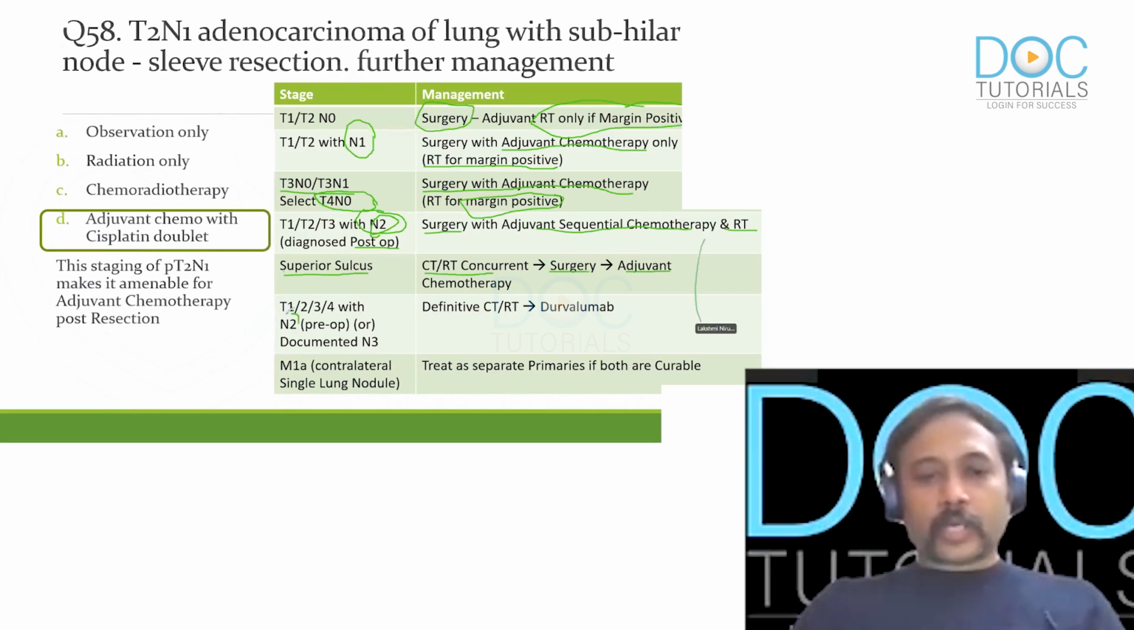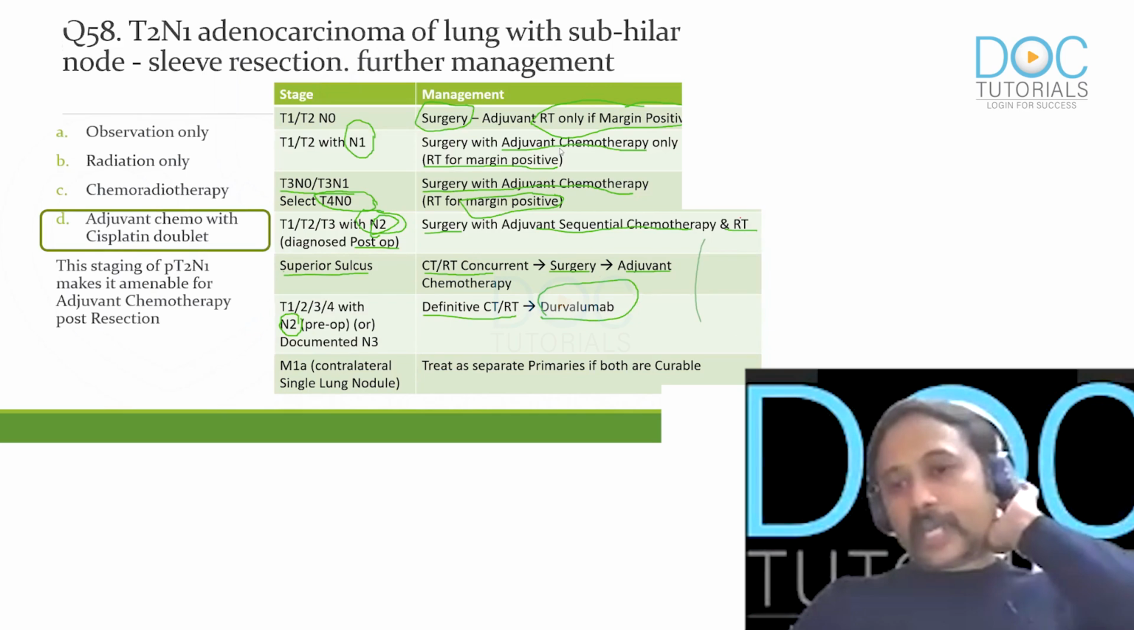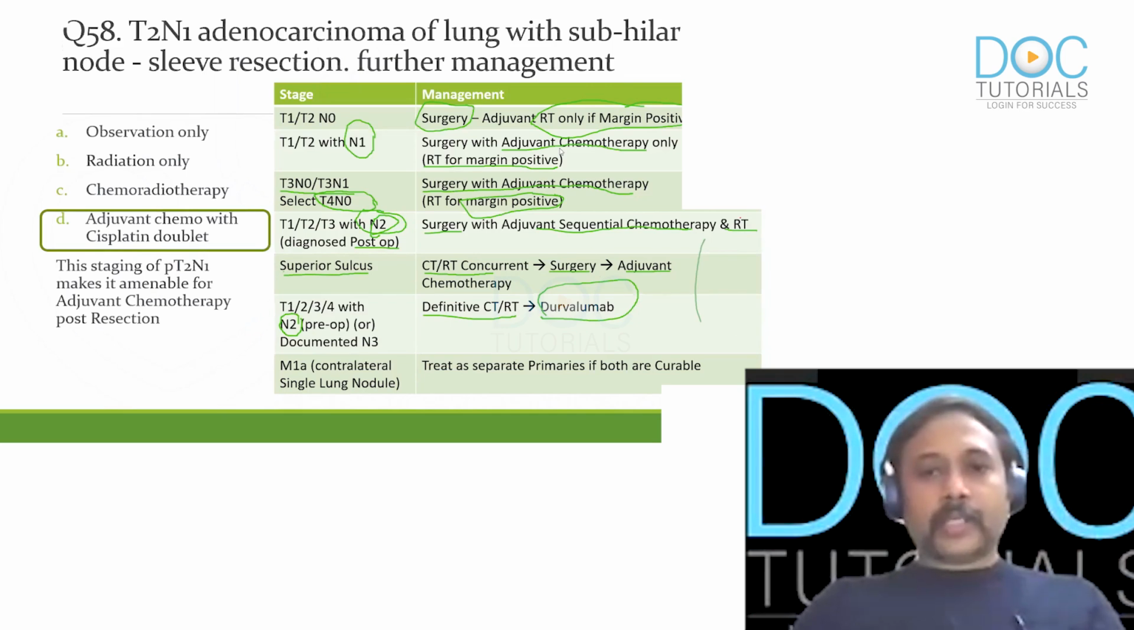On the other hand, whenever there is a preoperatively detected N2 disease, then you will have to go for definitive CTRT and then follow it up with durvalumab. What is durvalumab? It is an anti-PD-L1 monoclonal antibody. This is a recent guideline that has come up, which is why I put it up here in the system that you have here. It has become the first line treatment for cancers where you have N2 disease and documented N3 disease.